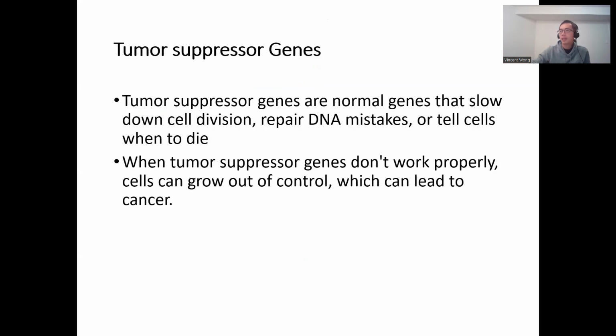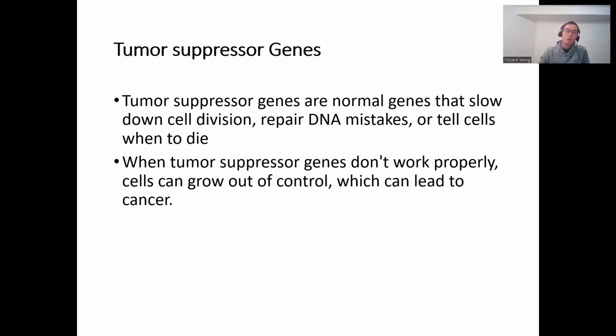Okay. The opposite of proto-oncogene is tumor suppressor genes. These are genes that encode for the growth inhibitors, the red lights. They can be things that slow down cell division. They could play a role in repairing DNA mistakes, or they tell a cell to go have apoptosis, kill themselves off, right?